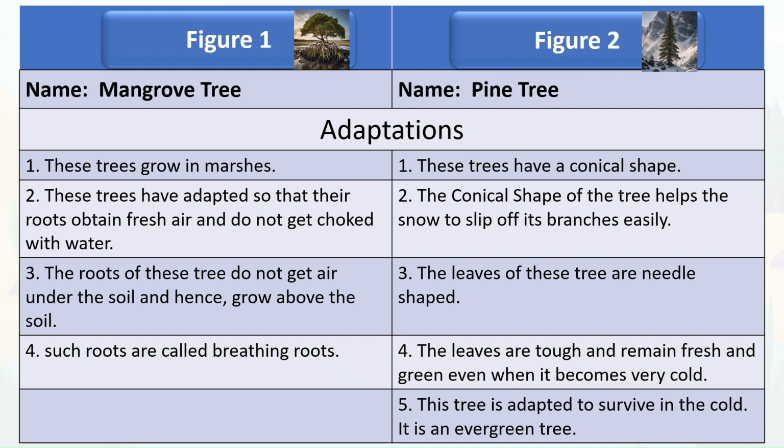Pine tree. 1. These trees have a conical shape. 2. The conical shape of the tree helps the snow to slip off its branches easily. 3. The leaves of these trees are needle-shaped. 4. The leaves are tough and remain fresh and green even when it becomes very cold. 5. This tree is adapted to survive in the cold. It is an evergreen tree.